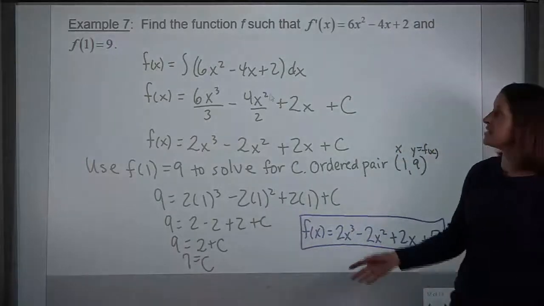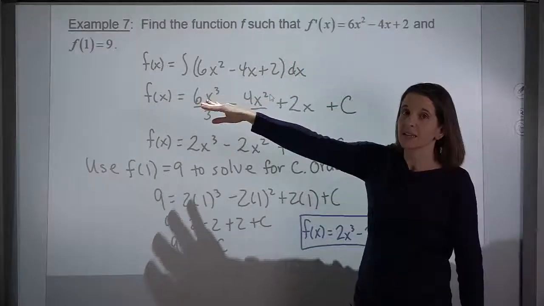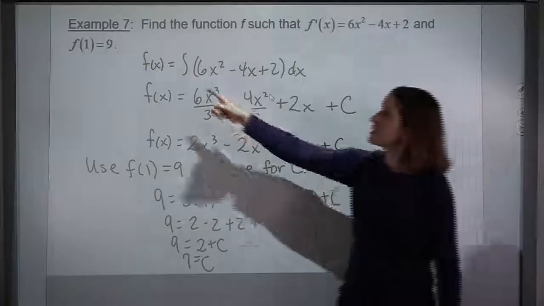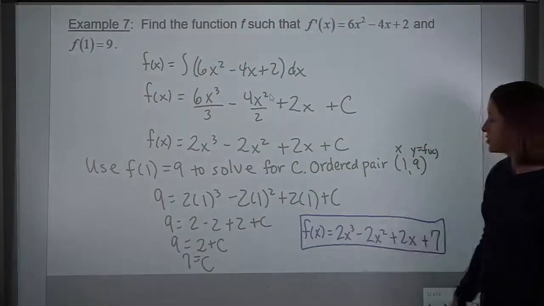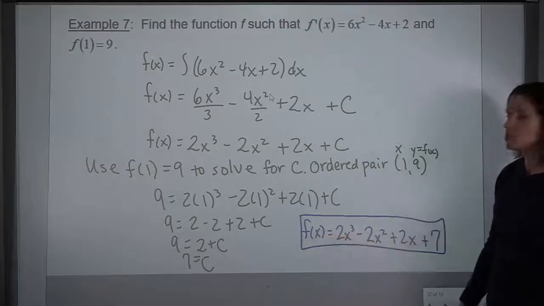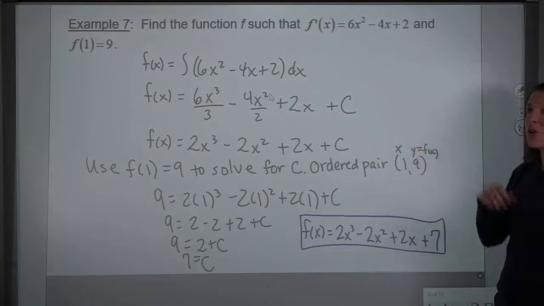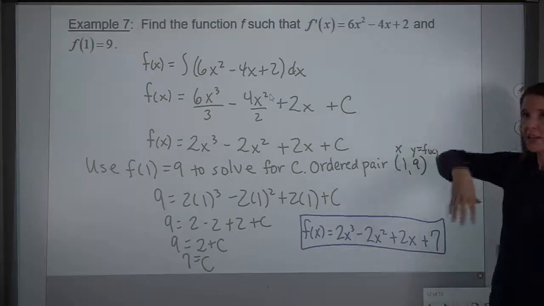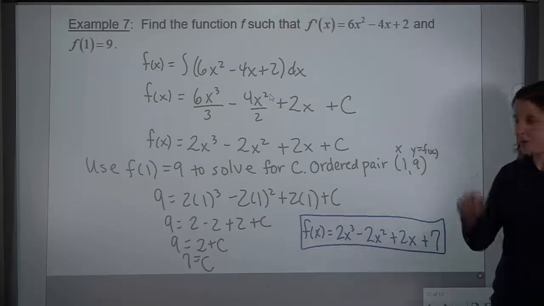That is not the final answer. The answer is the function that makes both of these things happen. We initially had the one that made this part happen, but we did not incorporate the 1, 9 yet, and now we have. And so our final answer is f of x equals 2x cubed minus 2x squared plus 2x plus 7. And so as in that example where we had a whole family of functions, with infinitely many options based on the plus c, now we're saying, I mean that one.